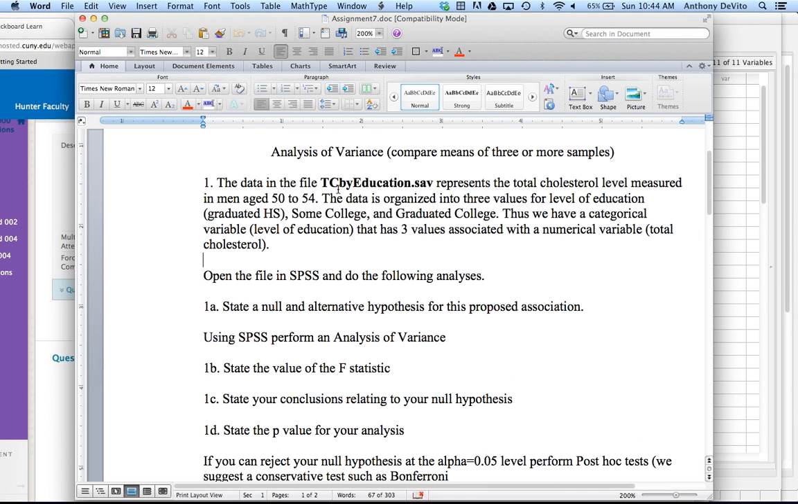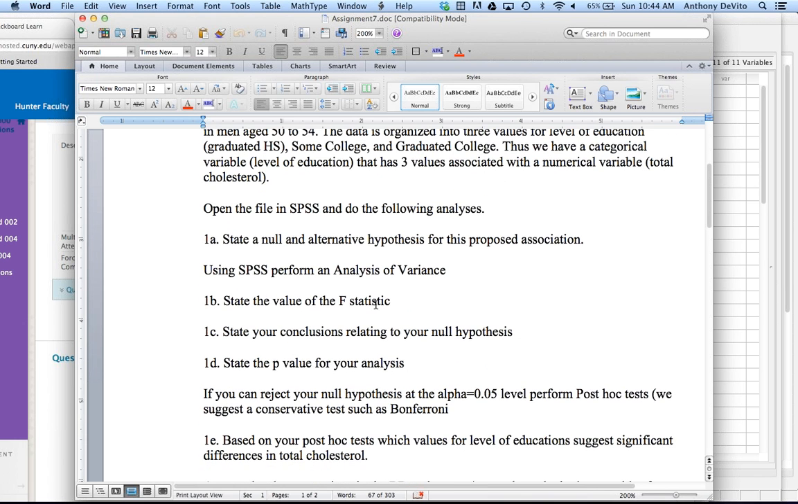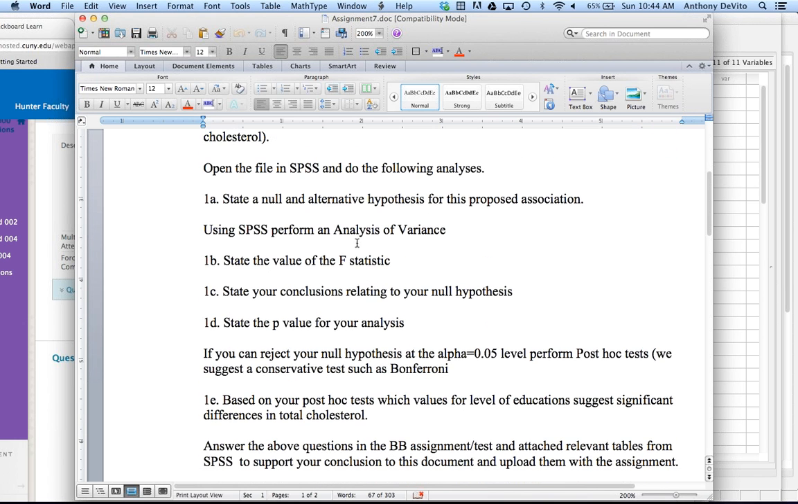We got that already, right? We said that there's no association between level of education and cholesterol levels. The alternative is that there is. Okay, state the value of the F statistic. We're going to do analysis of variance.